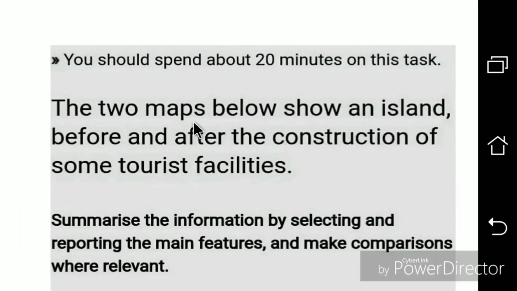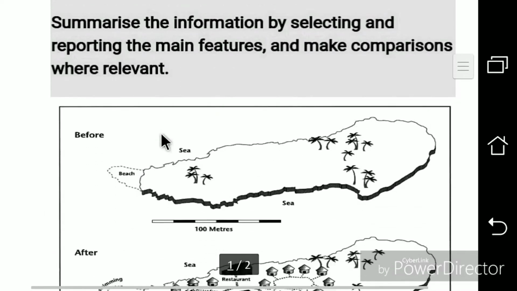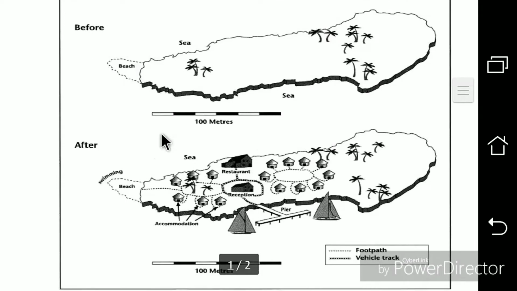Today we are going to do task 1 of your writing module of academic IELTS. The question given here is, the two maps below show an island before and after the construction of some tourist facilities. Summarize the information by selecting and reporting the main features and make comparisons where relevant. Now these are the two maps. One is before and another is after.